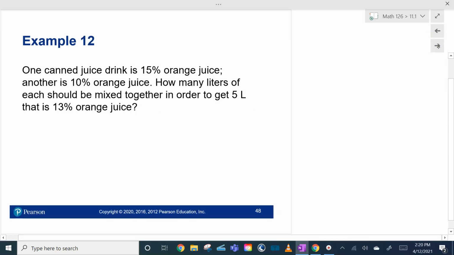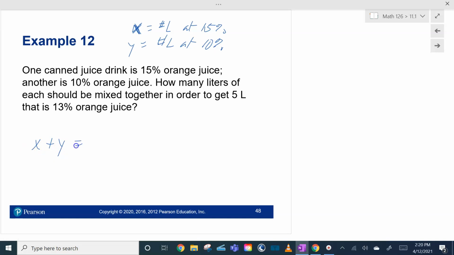All right. Let's set up some now. We're not going to finish these off, but we are going to set these up. So you've kind of seen a couple of these story problems. A canned juice drink is 15% orange juice. Another is 10% orange juice. How many liters of each should be mixed together in order to get 5 liters? So let's say x is the number of liters at the 15% concentrate. y is the number of liters at the 10% concentrate. And we know they add up to 5 total liters.